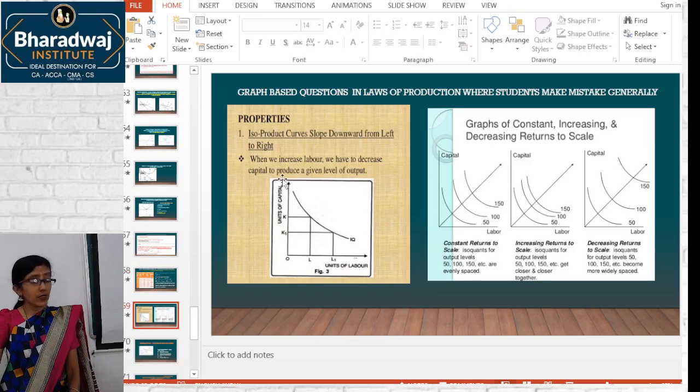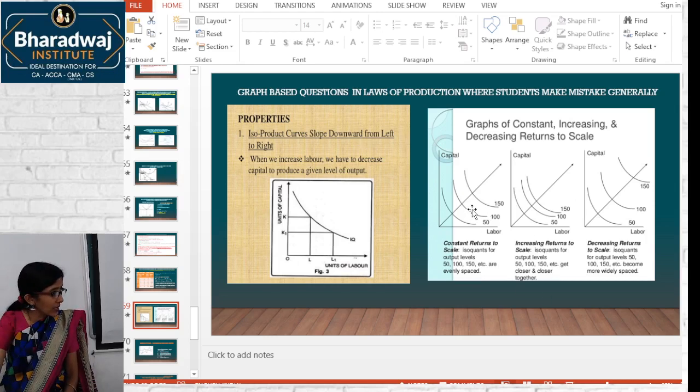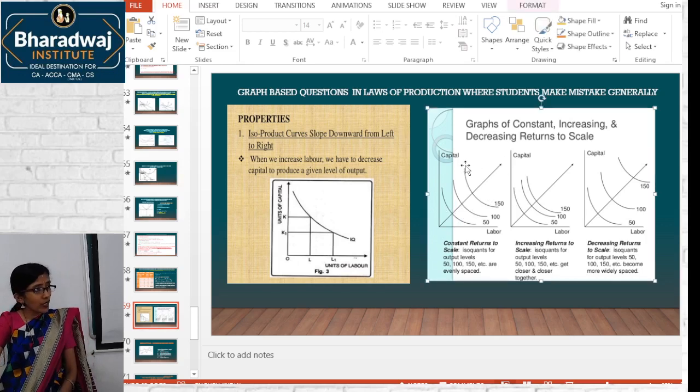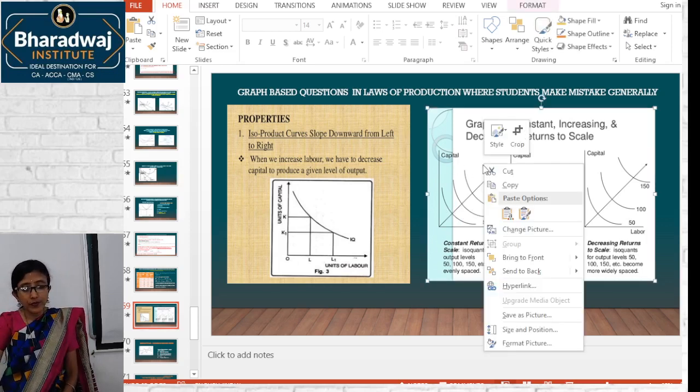Now look at this. Please register iso product curve, equal product curve. This is very important for producer's equilibrium. Please note this. And this is one repeated question. In the class I was telling you, remember these? Constant returns to scale. The successive iso product curves will be equidistant. Yes or no? Do you remember this diagram?